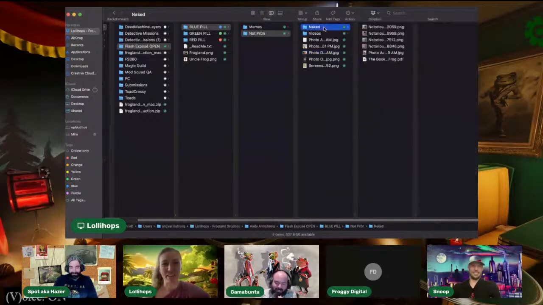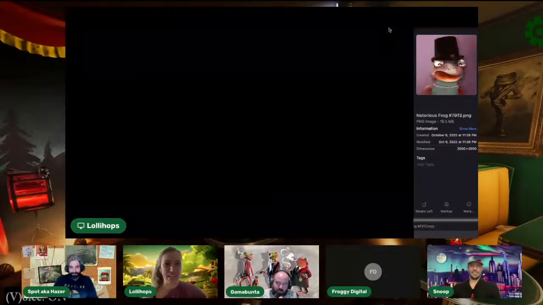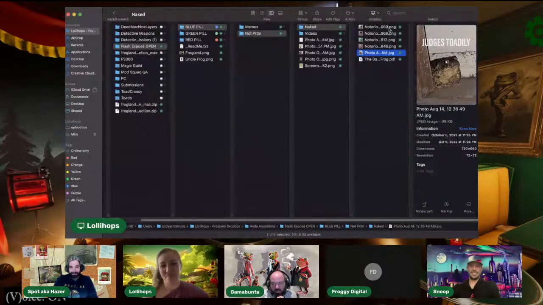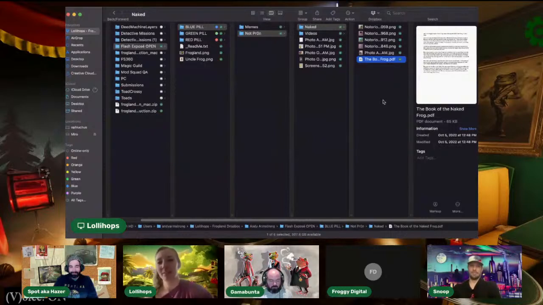And then we also had to have a naked folder, which I filled with a few different naked froggies as seemed appropriate. Yeah. Nice. We also had to have the judges totally in the naked folder, because how could you not? And then I also put the Book of the Naked Frog into the naked folder, because even those who choose the blue pill should still find some level of notoriousness and some way to hook them back in. That was at least my attempt. I like it.